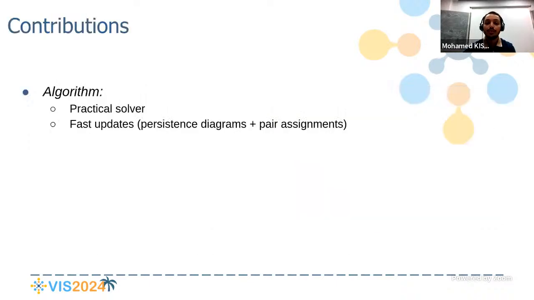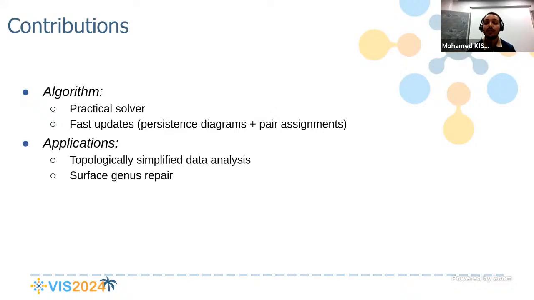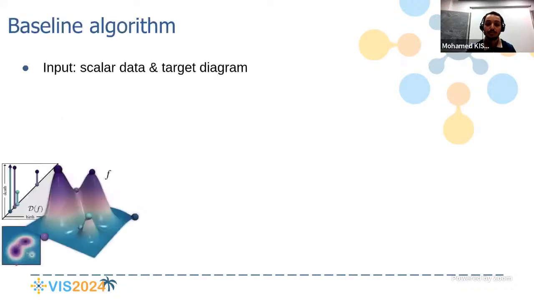So we have developed a practical solver for optimizing topological simplification that allows the fast update of the persistence diagram and the pair assignment without the need for full recomputation at each step. There are several key applications: multi-scale data analysis, which reduces visual clutter, and surface genus repair, essential in fields like geometric modeling and geometric processing. Our implementation is open source and written in C++.